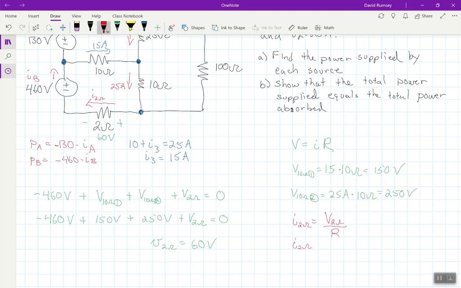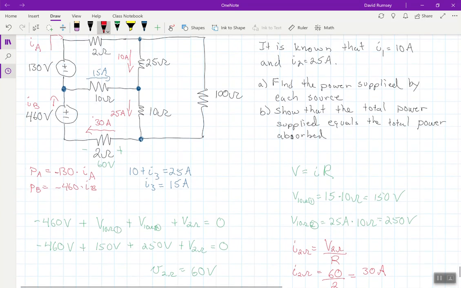I'm sorry, the current of the 2 ohm resistor is equal to the voltage, which is 60, divided by 2, which is 30 amps. So I have now that this is 30 amps, and I'm making a lot of good progress here. Why am I making good progress here?